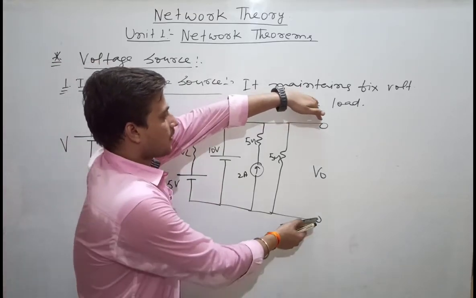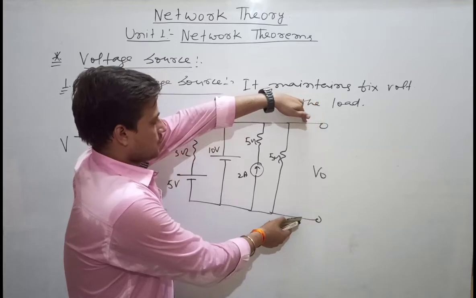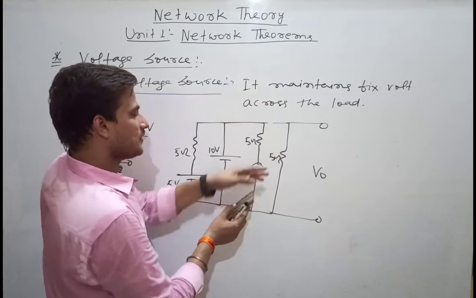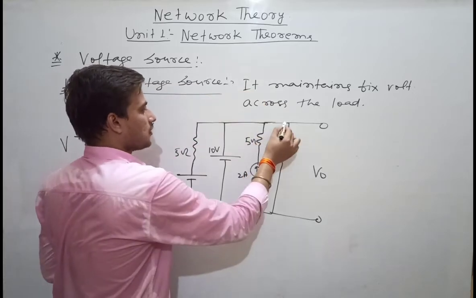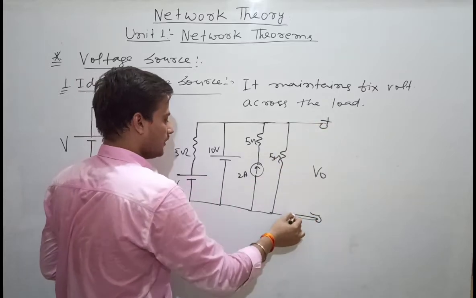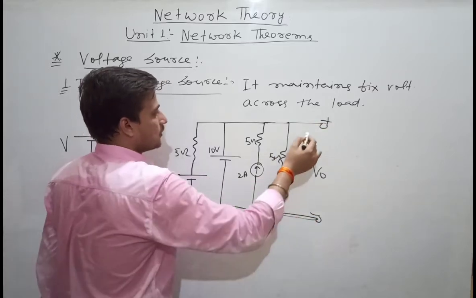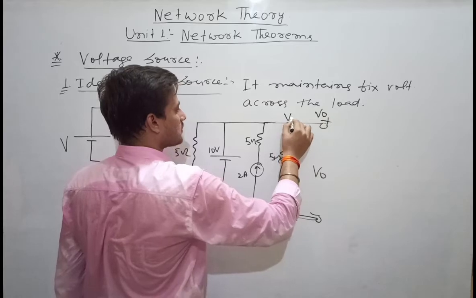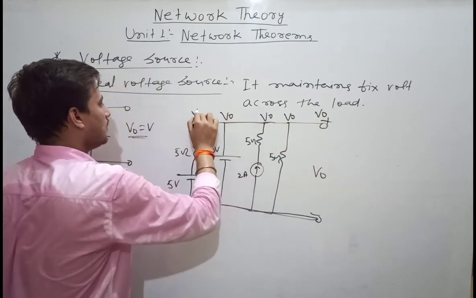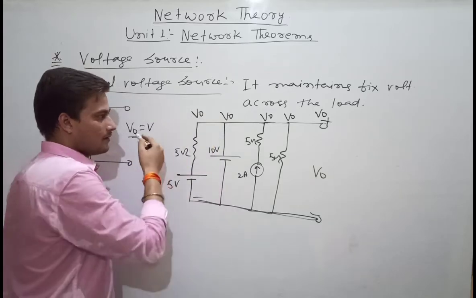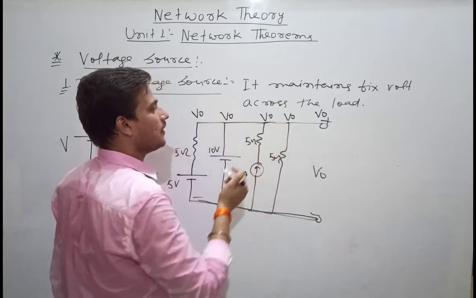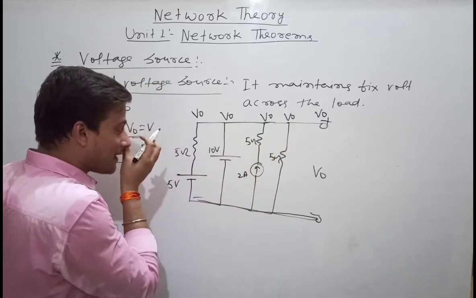You see, this is the pair of terminal. Now come to this point, again come to this point, you are not getting any resistance. That means the potential of this point is also V0. This is the ground terminal. Here the potential is V0, here V0, here V0. At all the points the potential will be V0 because there is no resistance in series.